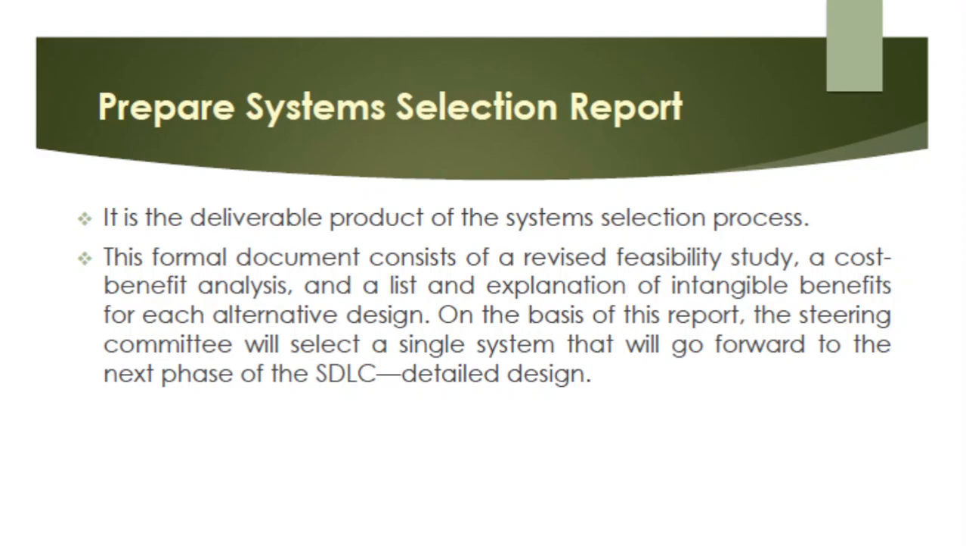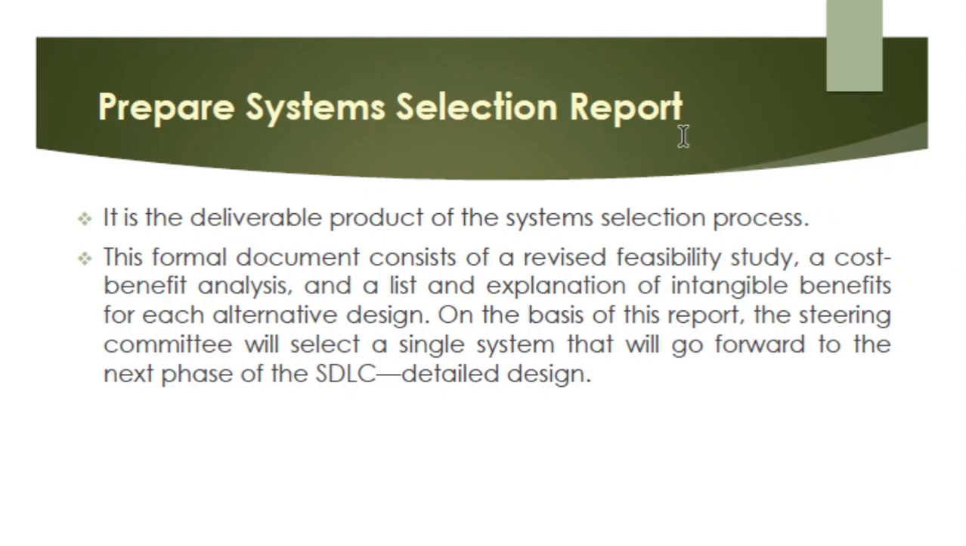Next is preparing the systems selection report. Again, the deliverable product of the system selection process is your system selection report. This formal document consists of a revised feasibility study, a cost-benefit analysis, and a list and explanation of intangible benefits for each alternative design. On the basis of this report, the steering committee will select a single system that will go forward to the next phase of the SDLC, which is your detailed design.